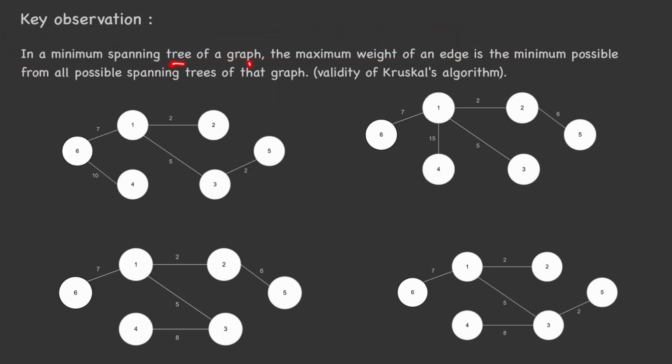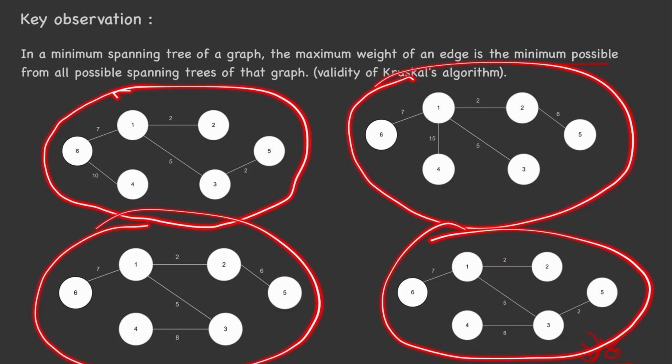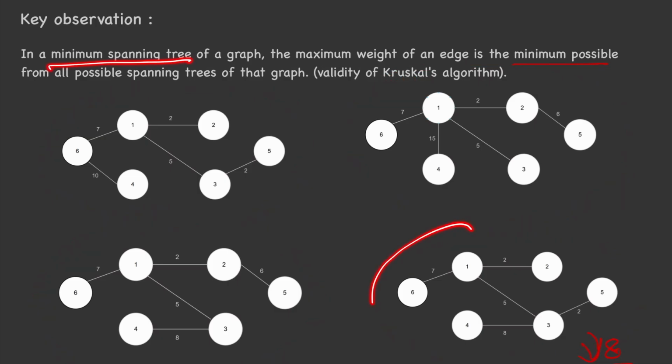In a minimum spanning tree of a graph, see, this is the minimum spanning tree here, the maximum weight of an edge. So what is the maximum weight of an edge? Here it is 8. We have the maximum weight as 8. This weight is going to be the minimum possible among all the spanning trees. There are various spanning trees that you can create from the weighted undirected graph. So this is the spanning tree. This is also a spanning tree. This is also a spanning tree. This is also a spanning tree. But for the minimum spanning tree, which is this one, the maximum weight of an edge in the minimum spanning tree is 8. Now this 8 is going to be the minimum among all the spanning trees that you can create.